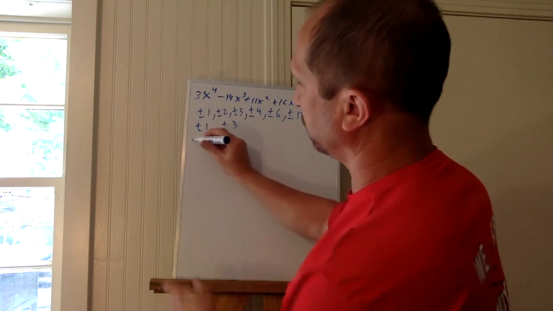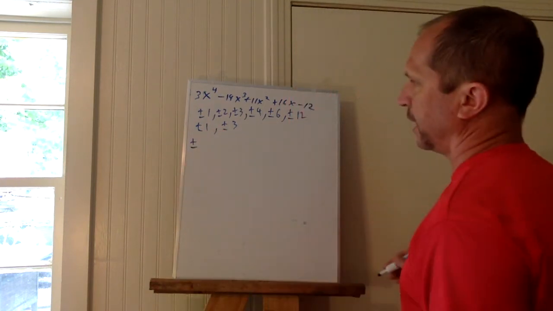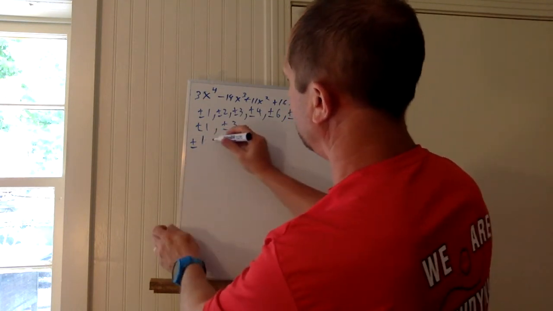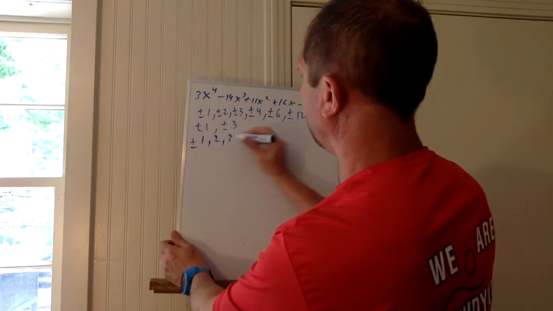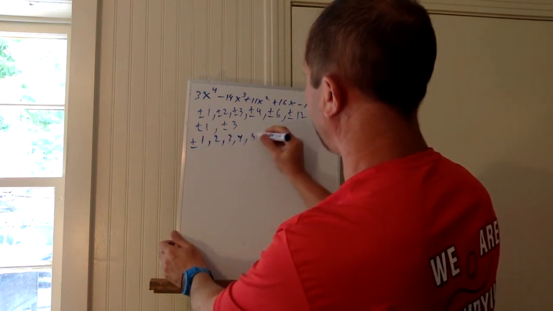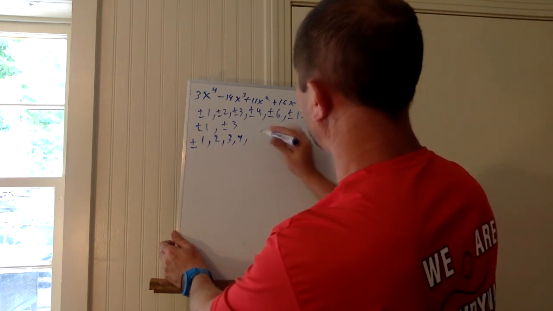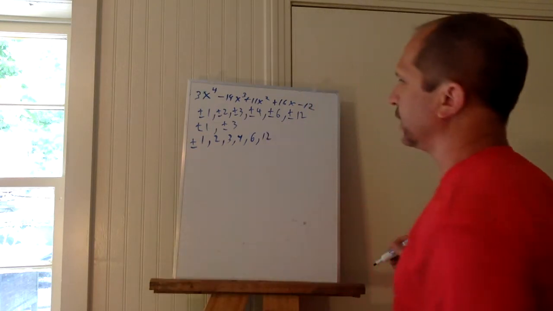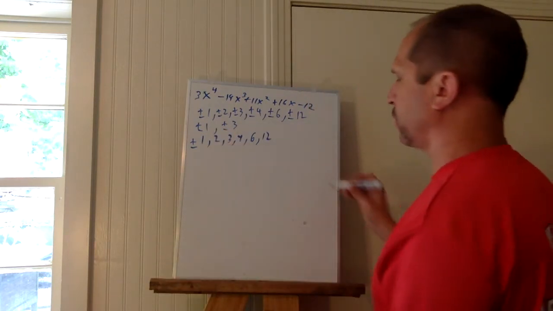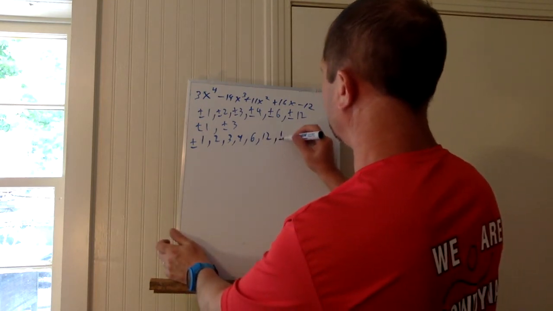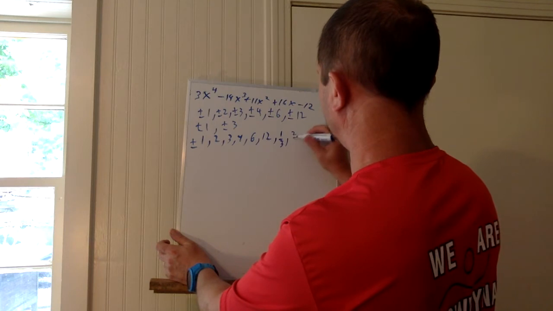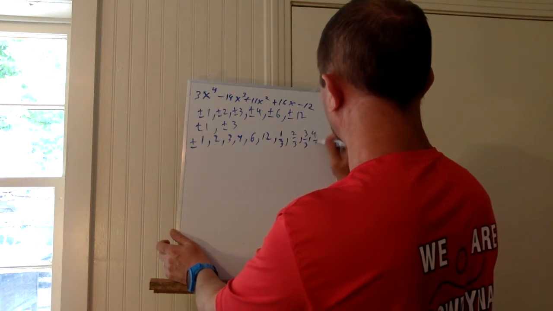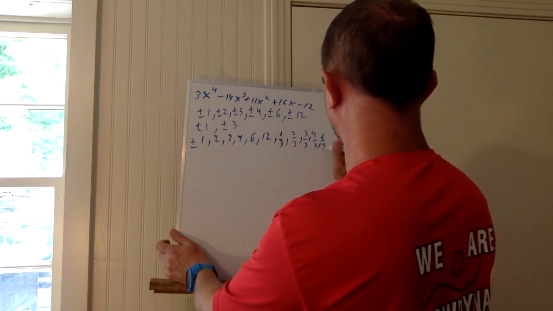So we list our possible rational roots, and this time I'm just going to do the plus or minus and understand that it goes with all of them. So it's 1 over 1, 2 over 1, 3 over 1, 4 over 1, 6 over 1, and 12 over 1. All right, and now we put those over 3. So 1/3, 2/3, 3/3, 4/3, 6/3, and 12/3.